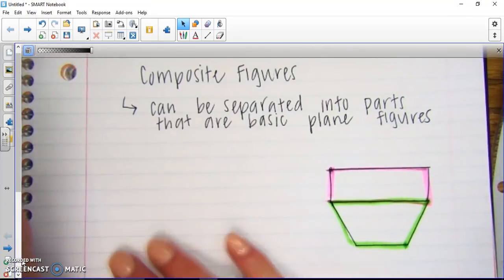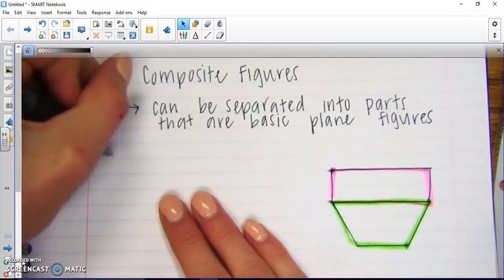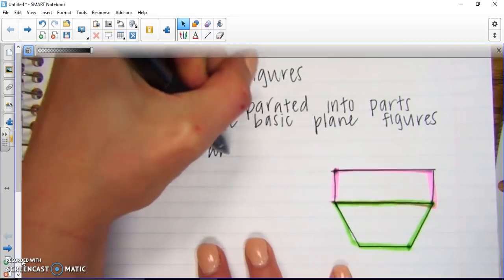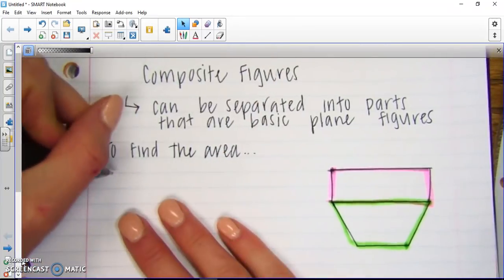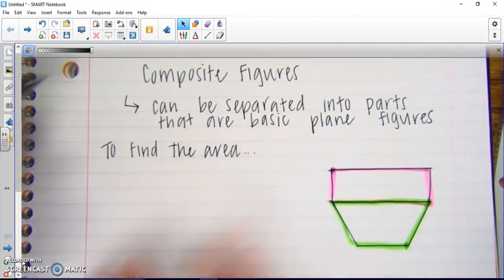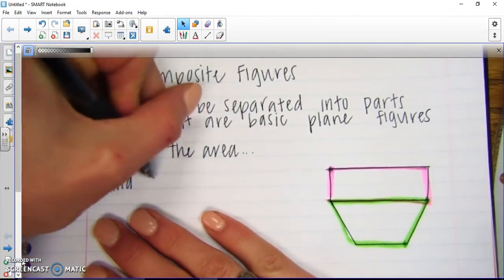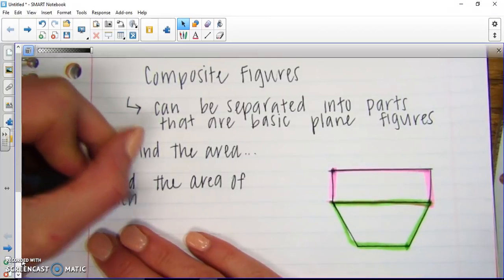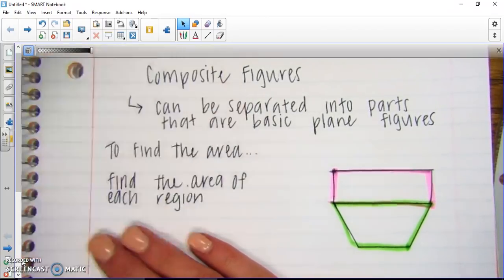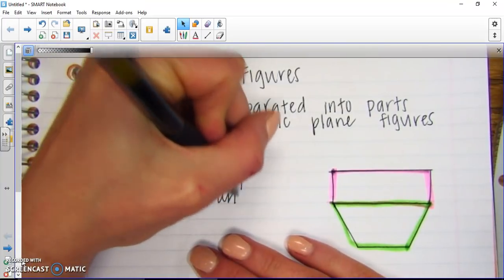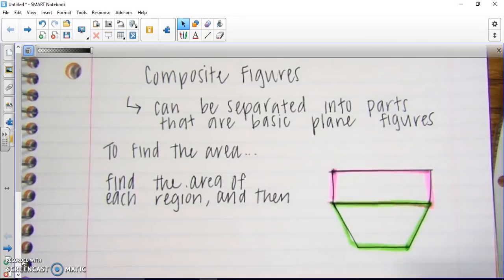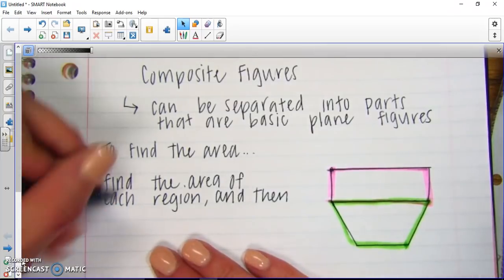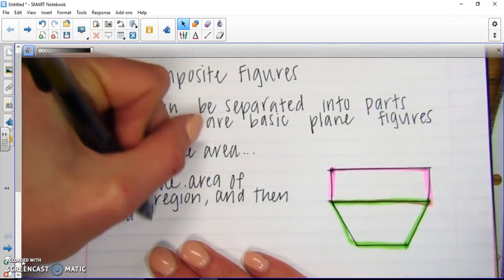So to find the area of a composite figure, you find the area of each shape, each smaller shape, or each region. And then if I know the area of this rectangle, I know the area of this trapezoid, I add them together, I take the sum. So find the area of each region and then find the sum of these areas.